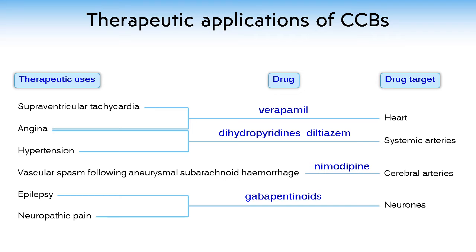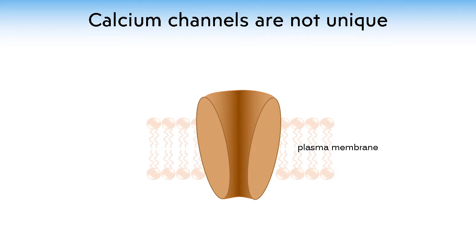There is an obvious question: why do these drugs, which all act as calcium antagonists, target different organs to have these different therapeutic effects? In the rest of the video, I aim to give you the answer. To understand the differences among calcium channel blockers, you need to know a bit more about calcium channels.